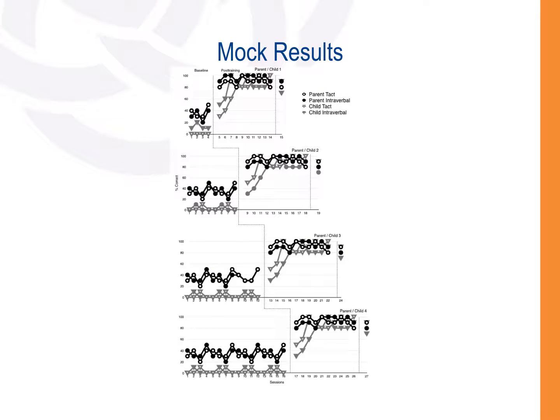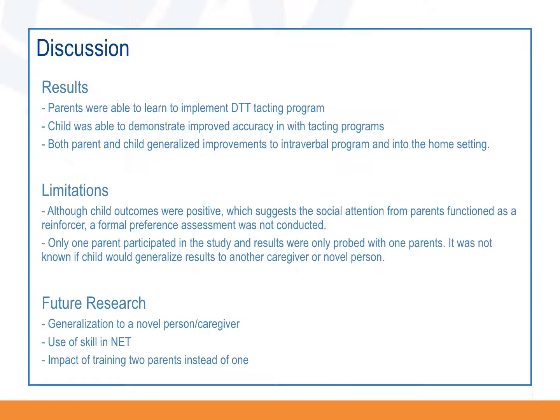Here are some mock results, looking at baseline to post-training as well as the generalization probe. If that data ends up being what we find, the results show that the parents were able to learn to implement the tacting program with the behavioral skills training model, and the child was able to demonstrate improved accuracy as well. In addition, both parent and child were able to generalize the improvements to the intraverbal program and into the home setting, which are both crucial components.